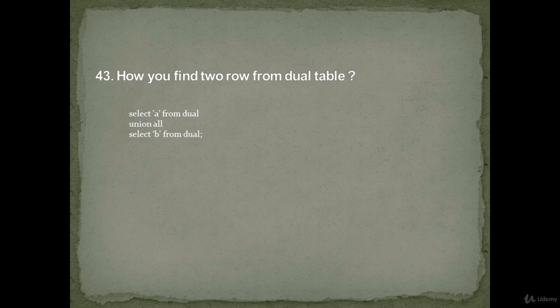If you run this query, you will find two rows, A and A. Or you can do it like this: select A from dual, union all, select B from dual. Then you will find two rows, A and B. Okay, so A may not work. Sorry, I am a little bit confusing that. But you run this query, select A from dual, union all, select B from dual. You run this query, definitely you will find two rows. Run this query in an SQL or PL/SQL tool.